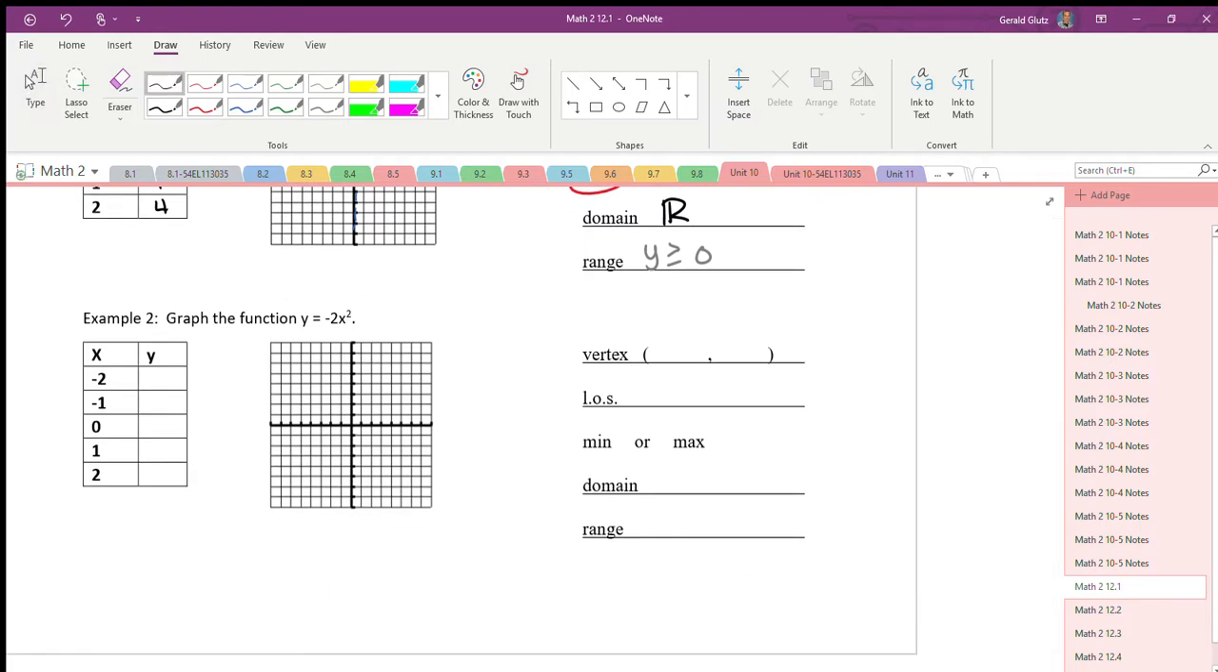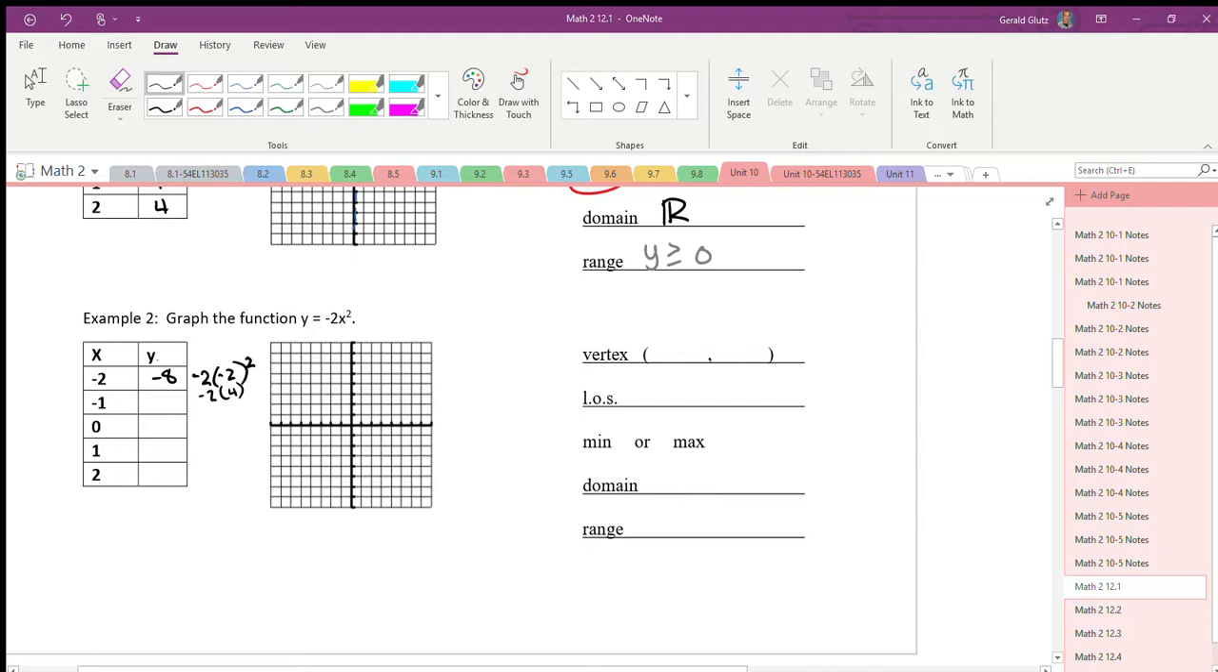So this time we're going to graph y equals -2x squared. So again, we're going to use this table. So -2. Erase that. So we got a -2, and then I am substituting -2 in for x. So exponents come first. So -2 squared, -2 times -2, is +4. And then -2 times 4 is -8.